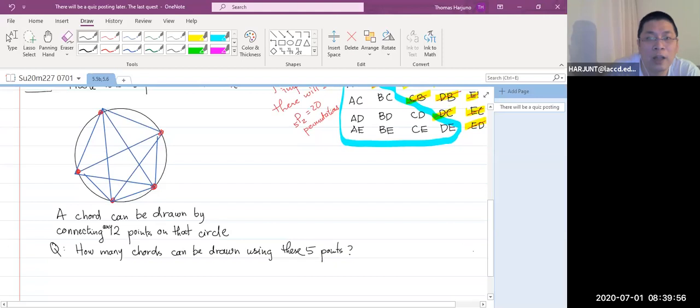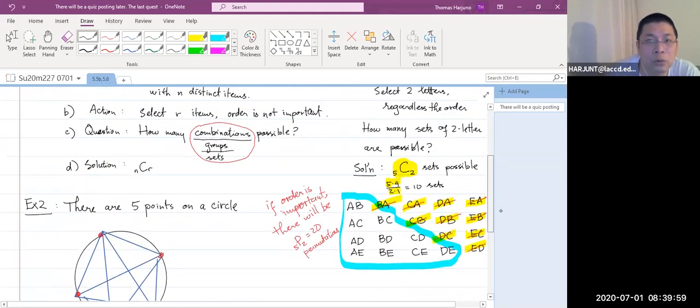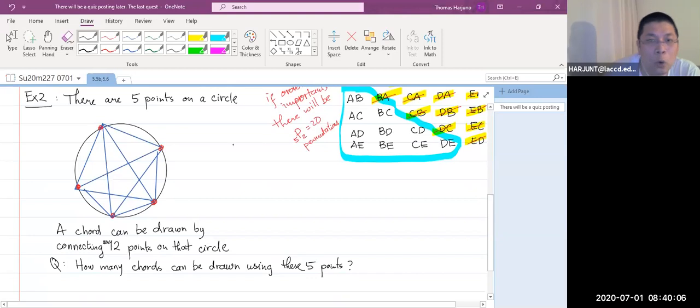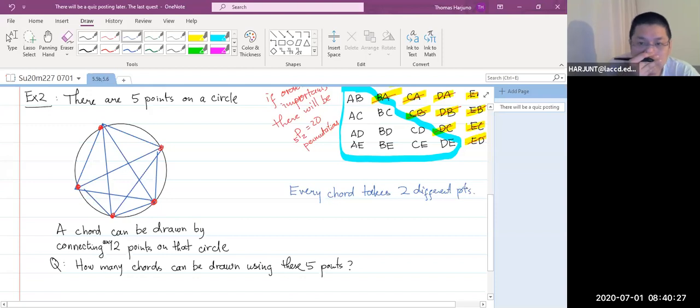But why is our answer of 10 chords here the same as the answer you have in example 1? Well, because of the following. Every chord takes 2 different points. Right? So the number of chords possible is the same as the number of different 2-point sets.